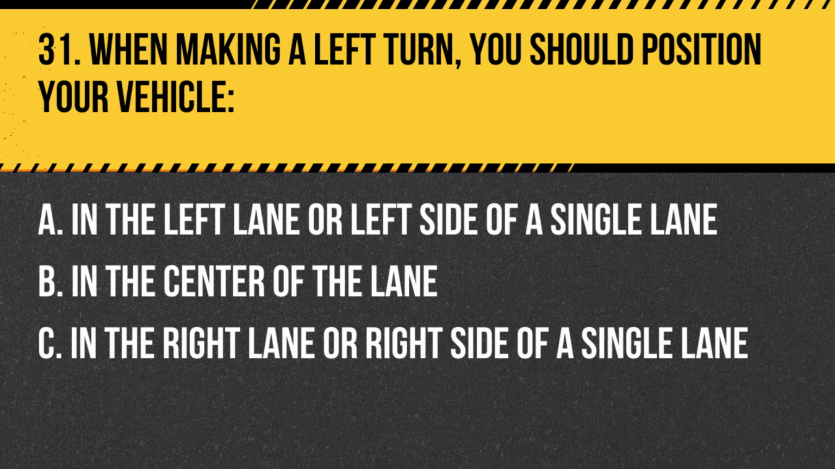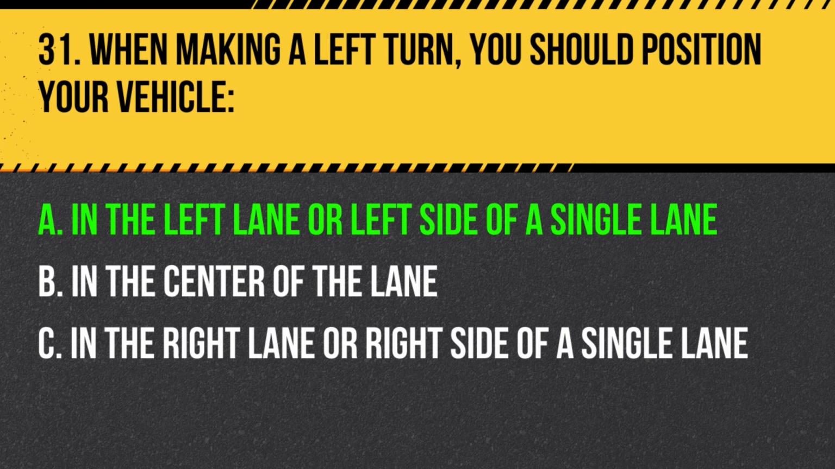Question 31. When making a left turn, you should position your vehicle. A. In the left lane or left side of a single lane. B. In the center of the lane. C. In the right lane or right side of a single lane. Answer. A. In the left lane or left side of a single lane. When making a left turn, position your vehicle in the left lane or on the left side of a single lane, signaling your intent to turn and yielding to oncoming traffic.